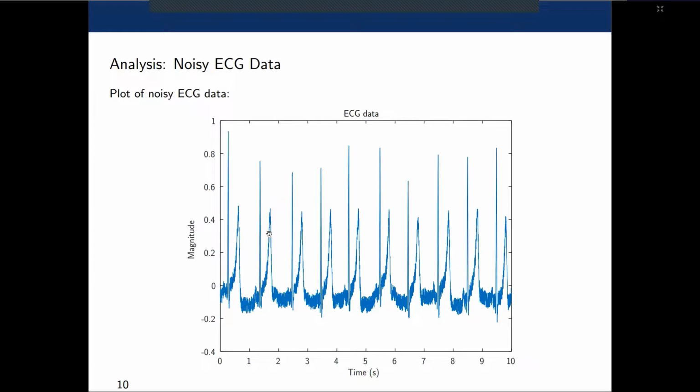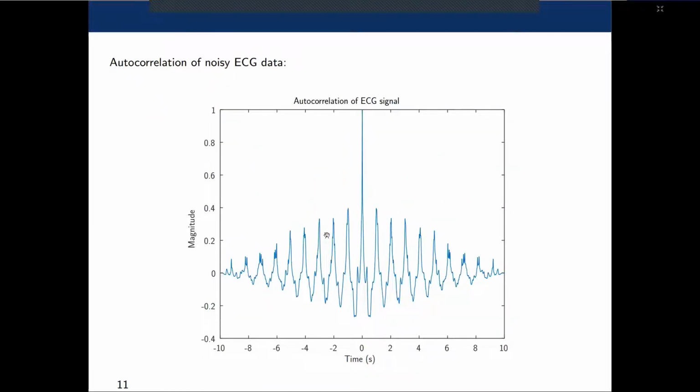Next, we will analyze the noisy ECG data. This noisy ECG data is plotted in this figure. Next, we plot the autocorrelation of this noisy ECG data.